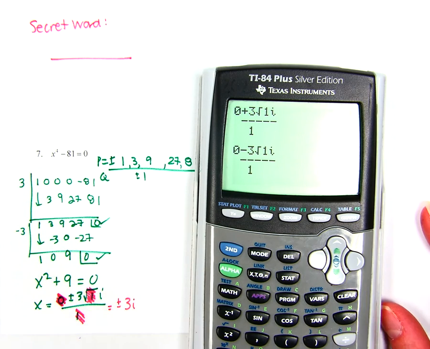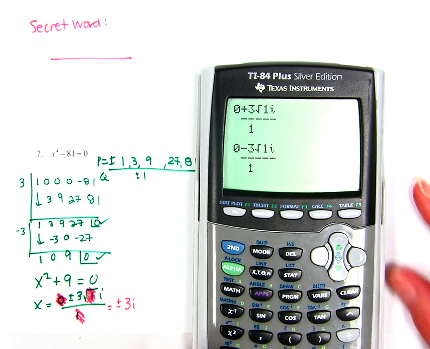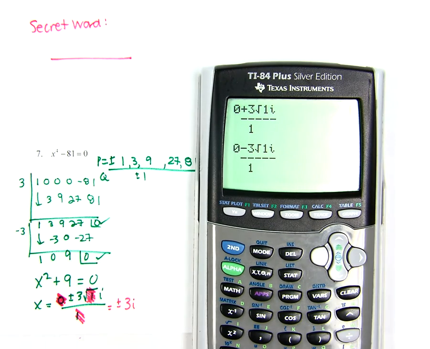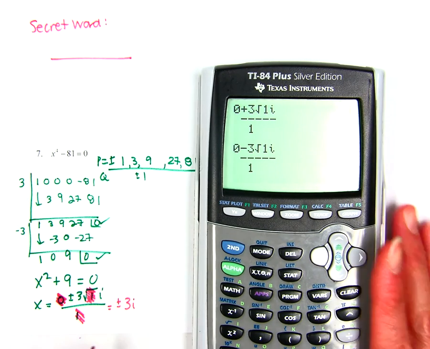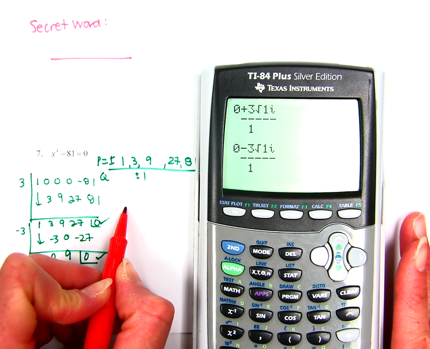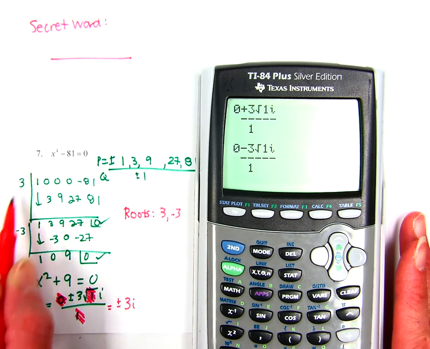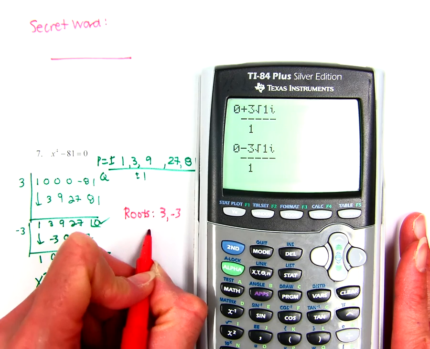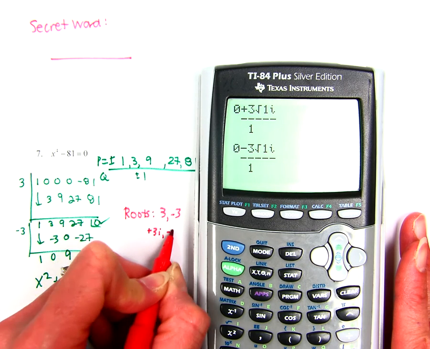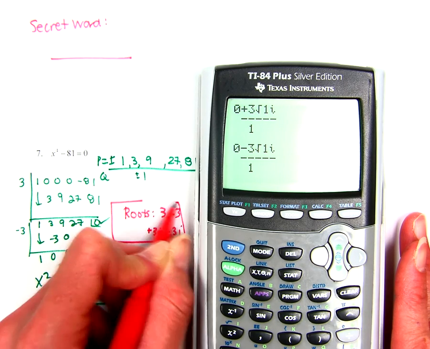And I know it's kind of crazy. I'm not sure why whoever programmed this couldn't get rid of the square root of 1, but that's how it works. So we should have 4 solutions. So my roots are 3, negative 3, right, from earlier, we looked at our graph, positive 3i, and negative 3i. So there's your 4 solutions.